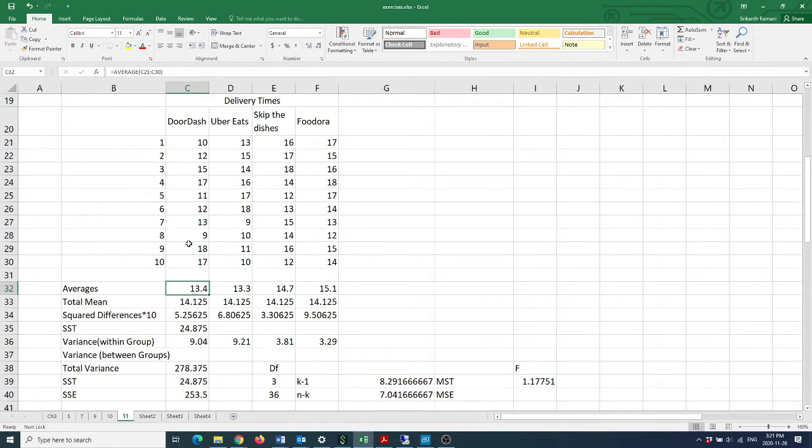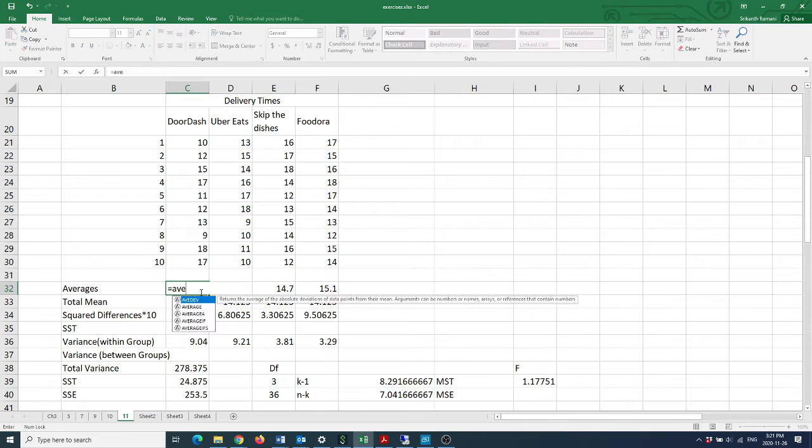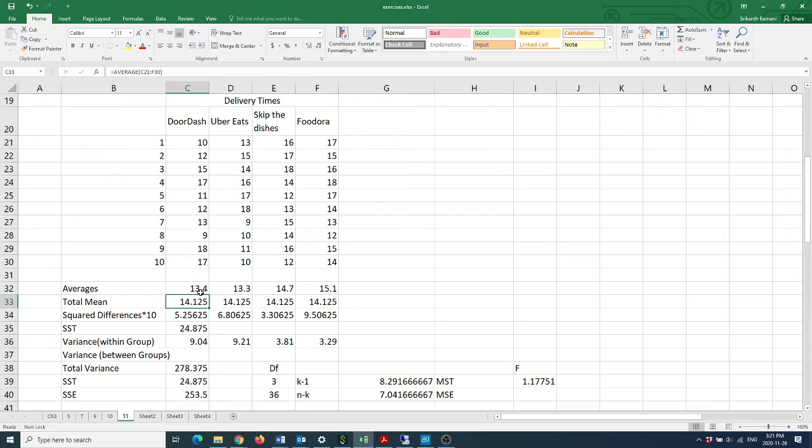So you have the average. To compute it, for DoorDash, you just compute the means. And once you have all the means, you can compute the total mean of all the samples. This is known as your grand total. It's just the same value, and I just put them. And the second one is the squared differences, the differences between each of them. Since there are 10 observations in each sample, this is going to be the squared difference multiplied by 10.